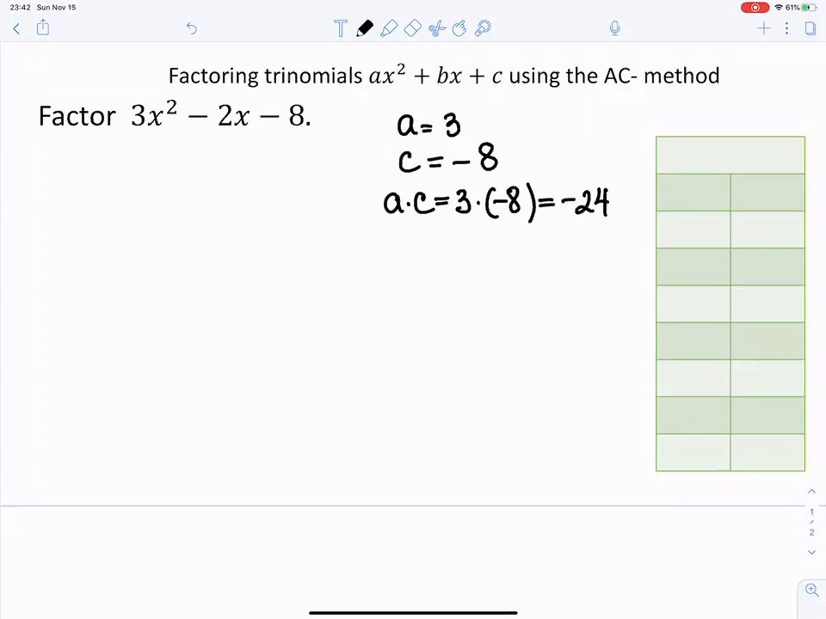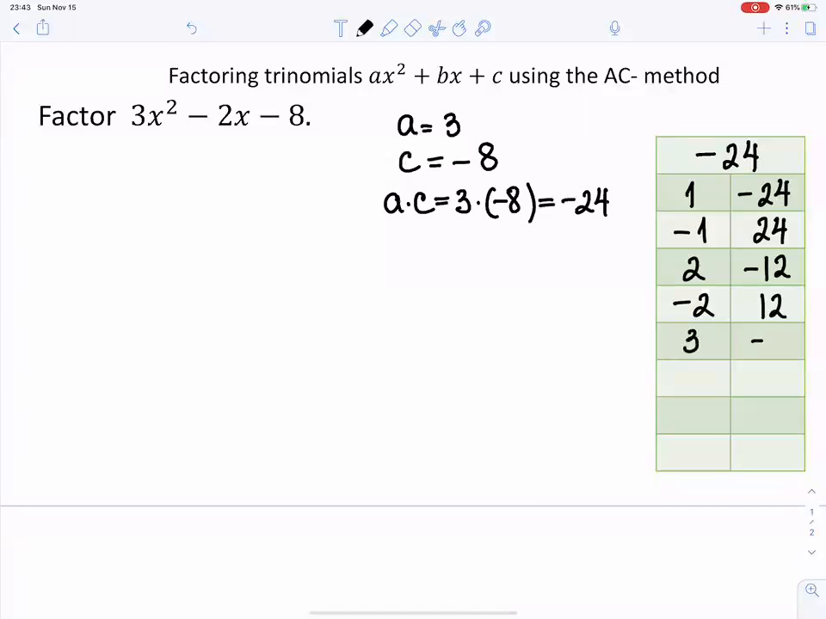Now, the next step is to list all possible factors for negative 24. So 1 times negative 24 and negative 1 times positive 24. As we said, negative times a positive will give us a negative. 2 times negative 12 and negative 2 times positive 12. We have 3 times negative 8 and negative 3 times positive 8. The next pair is 4 times negative 6. And the last one is negative 4 times positive 6.